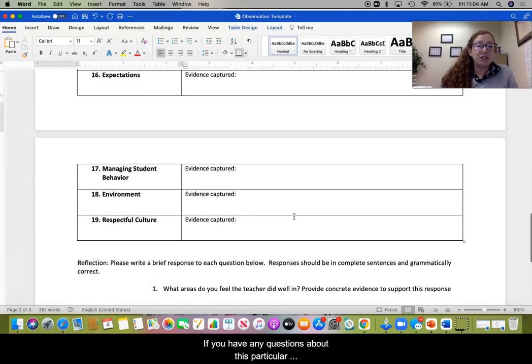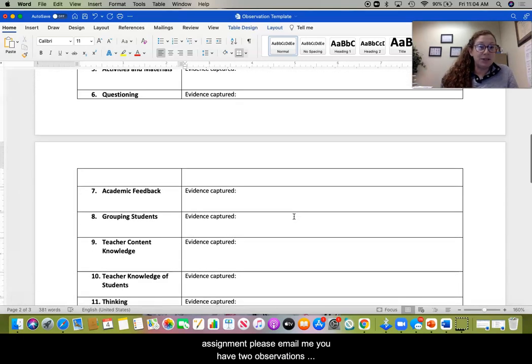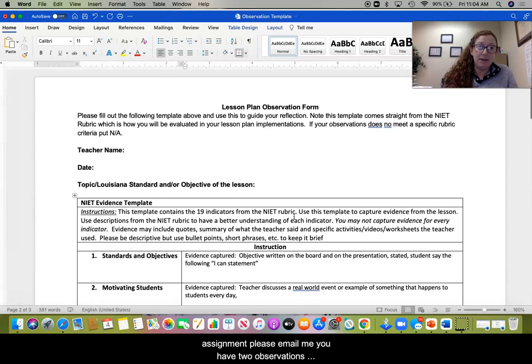If you have any questions about this particular assignment, please email me. You have 2 observations due in this class. One is you observing a social studies lesson and the other is you observing a science lesson. You do not need to observe your mentor teacher. You can observe any teacher in your school, or if you're not in residency, find a teacher that you can observe. Thank you guys so much, and I hope you have a wonderful experience in your observation.